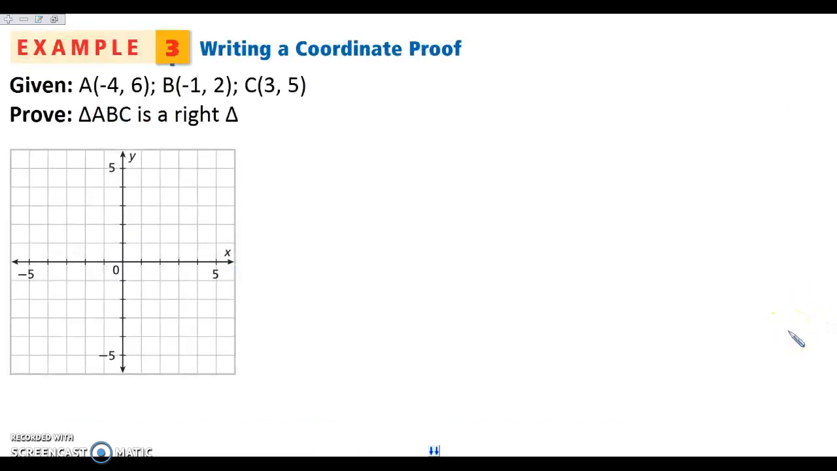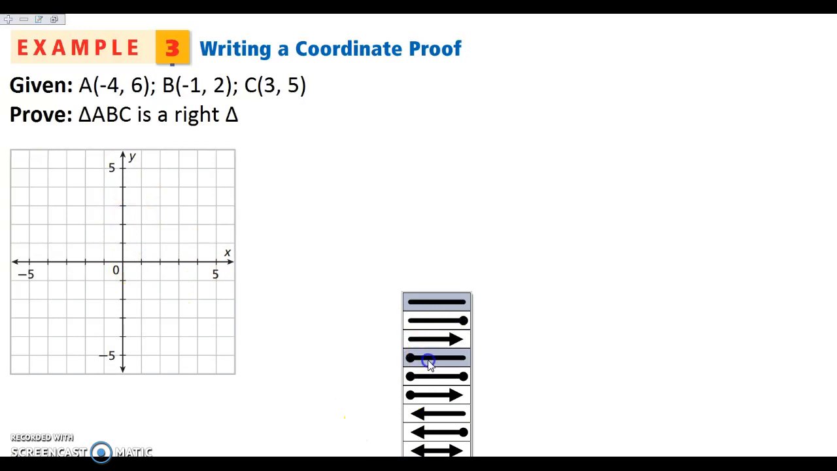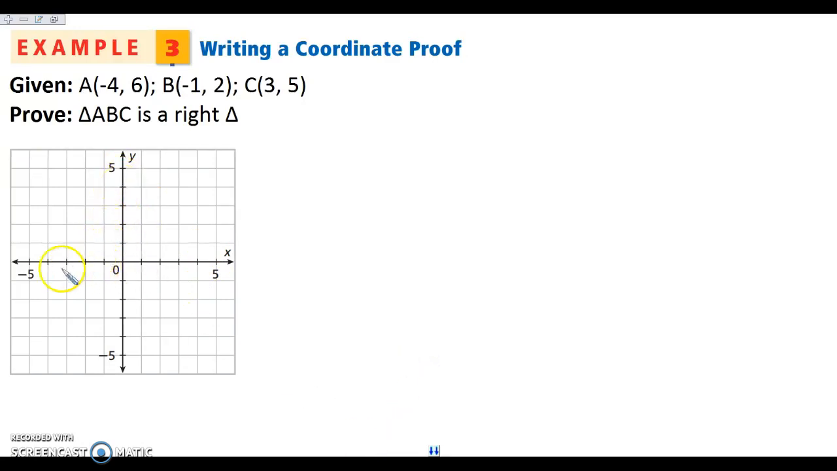All right, next thing. I want to prove that triangle ABC is a right triangle when I'm given the coordinates. So let's take a look. A is at the point -4, 6, so right on the edge. B is -1, 2, and C is 3, 5 right here. Okay, so this is my triangle A, B, C.